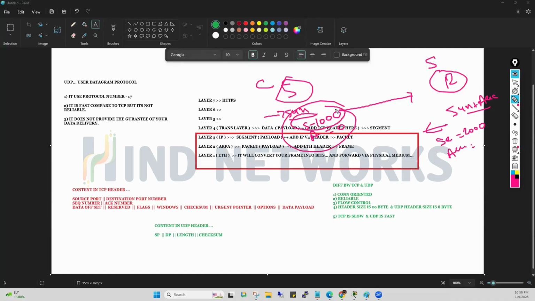The receiver device receives the sequence number 1000, so it will send the acknowledgement of this sequence number. There will be acknowledgement number 1001. So please remember this one. Clear, guys? I hope you understand. That will be the acknowledgement.